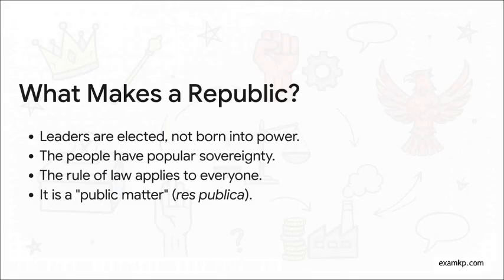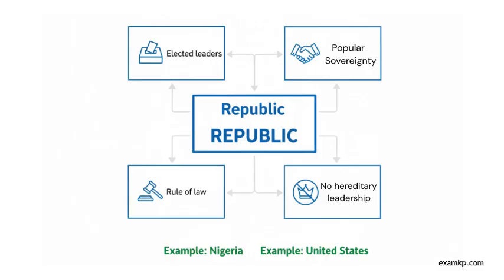Okay, so what about a republic? Think about countries like Nigeria or the United States. The whole idea comes from Latin, res publica, which literally means a public matter. And that's the key. It means a few things. First, leaders are elected. They don't inherit their power. Second, the people have what's called popular sovereignty. That just means the ultimate power is with the citizens. And this is a big one. The rule of law applies to everyone, even the leaders. Nobody is above the law in a true republic.